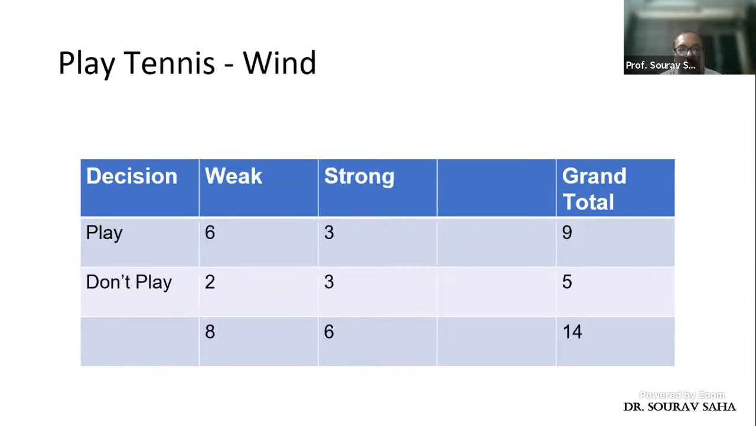Similarly, we did it for the wind. Here in the wind case, for strong wind, it is 3 and 3. Pretty confused. 3 cases are saying play, 3 cases are saying don't play, right? I don't know what decision to take. For the case of weak, it is much better, because of the 8 cases, 6 are saying play. So the decision is tilted more towards play. And for the humidity part, once again, humidity high, difficult to take a decision. Humidity normal, tilted more towards the play part, right?